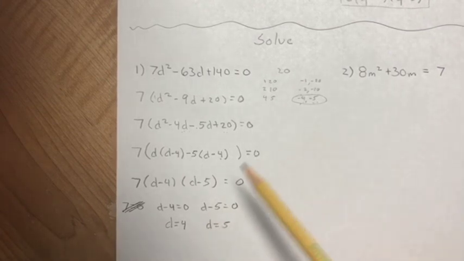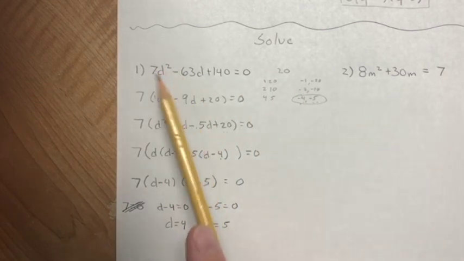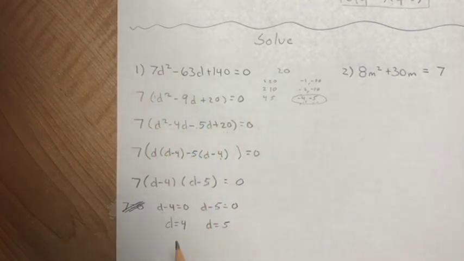So the two possible solutions that I have, which makes sense because this has a degree of 2, meaning I have two answers, are d equal to 4 and d equal to 5.